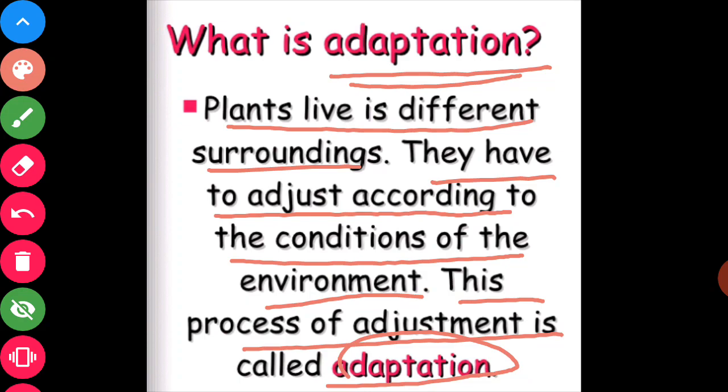We know that all organisms, all plants and animals, cannot live in all the habitats. Each organism has adapted itself according to its habitat. For example, a fish cannot survive on land, and a cow cannot survive in water. This is because fish have adapted themselves to the aquatic habitat, while the cow has adapted itself to the land habitat.